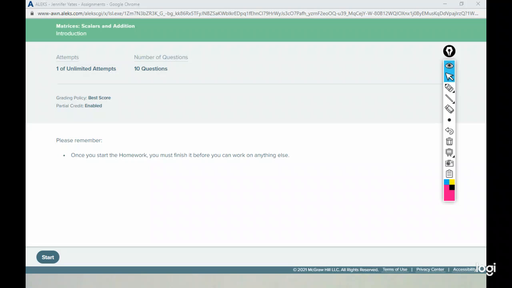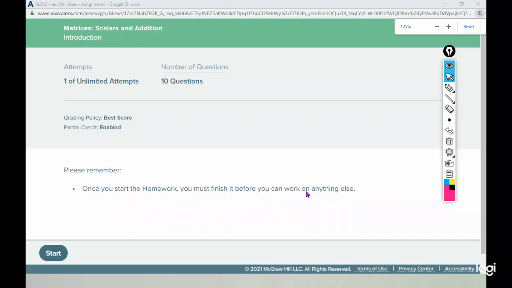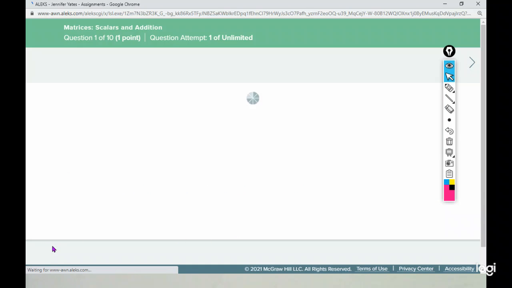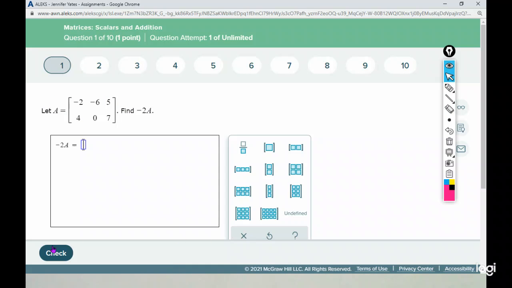Learning about matrices. We'll be using scalars and we'll be adding matrices. You're going to feel like it's a pretty friendly lesson, I believe. So, do you see I've got an array of information here?